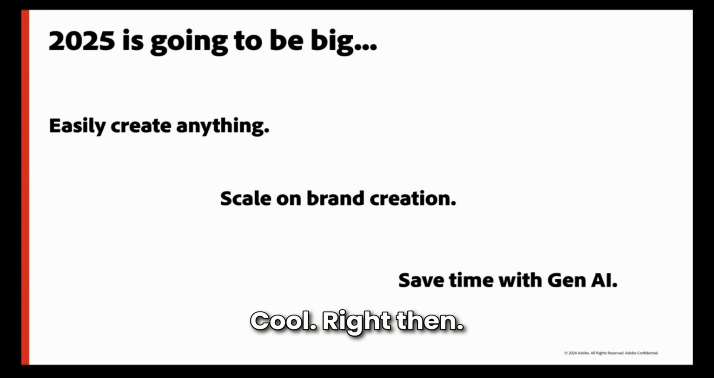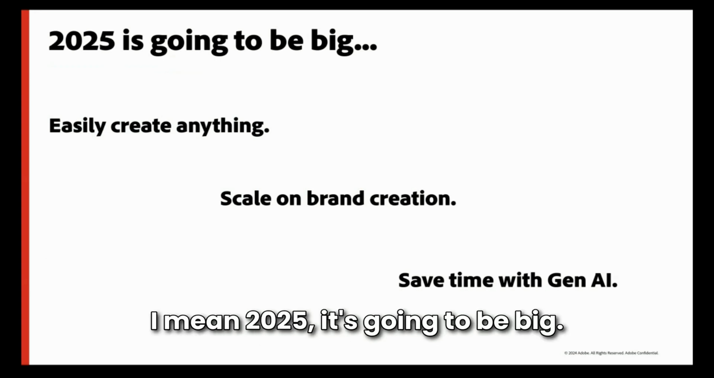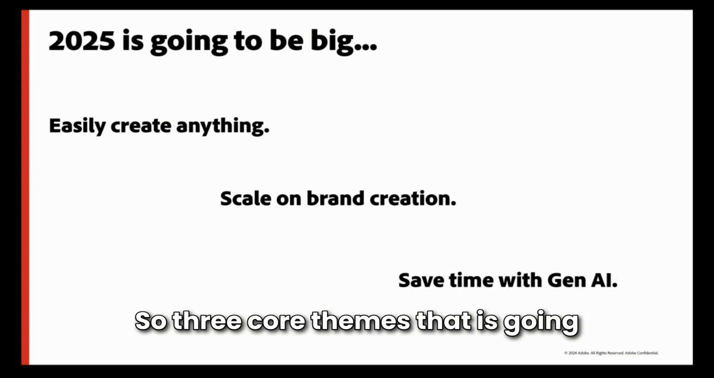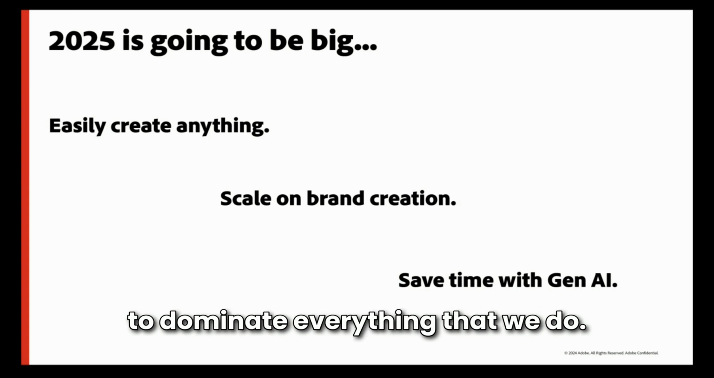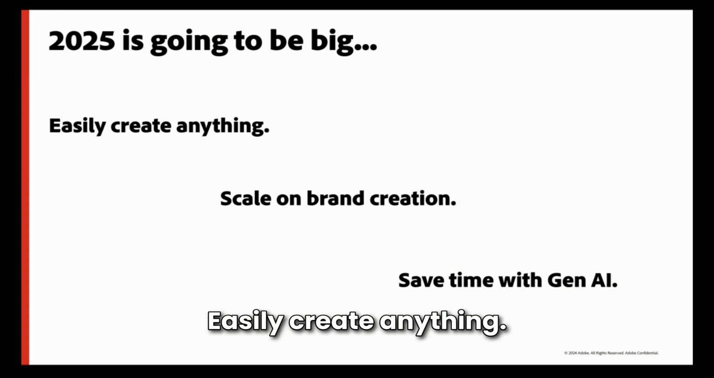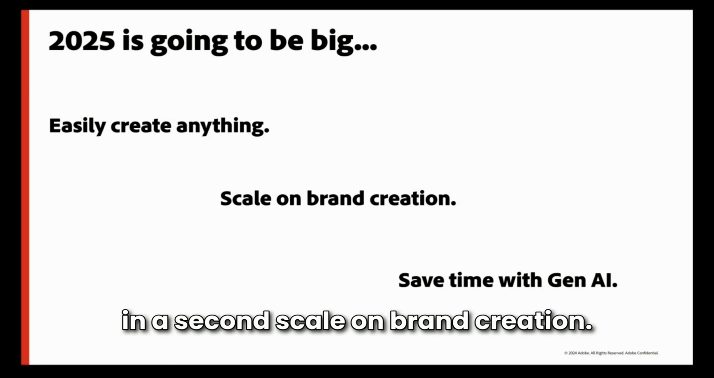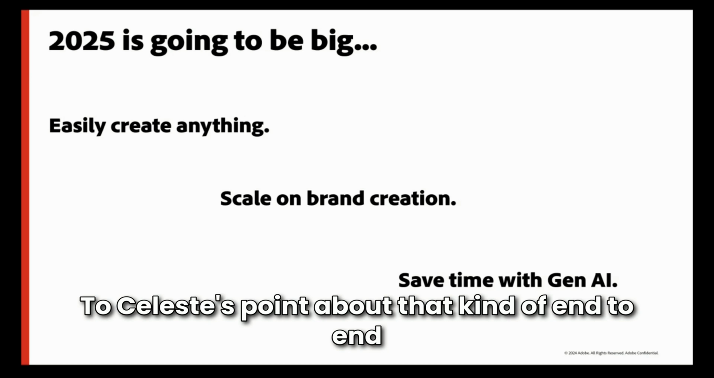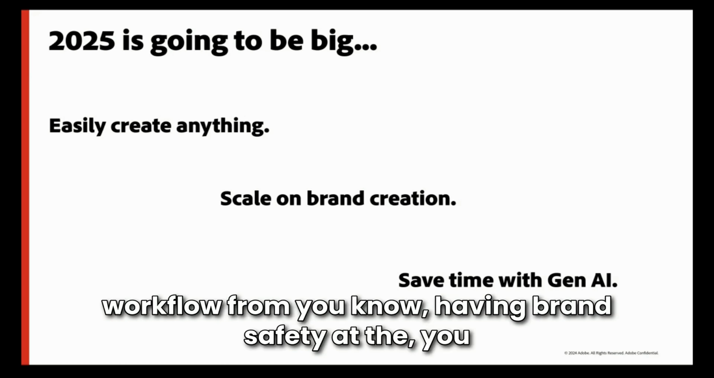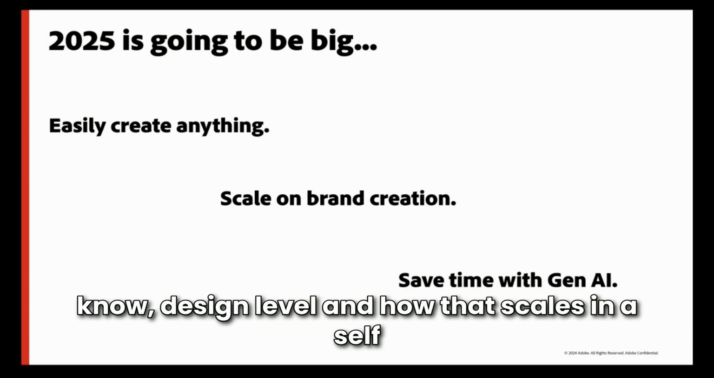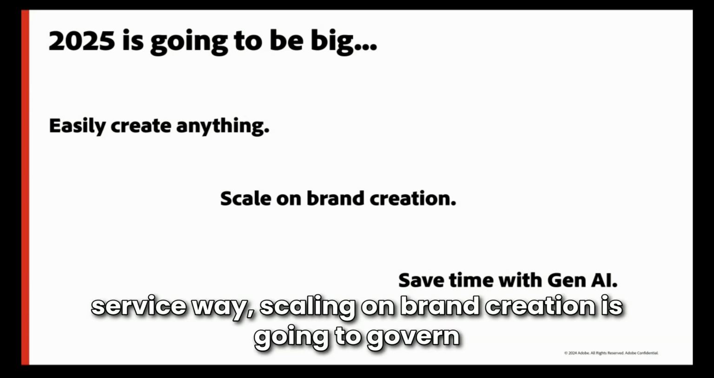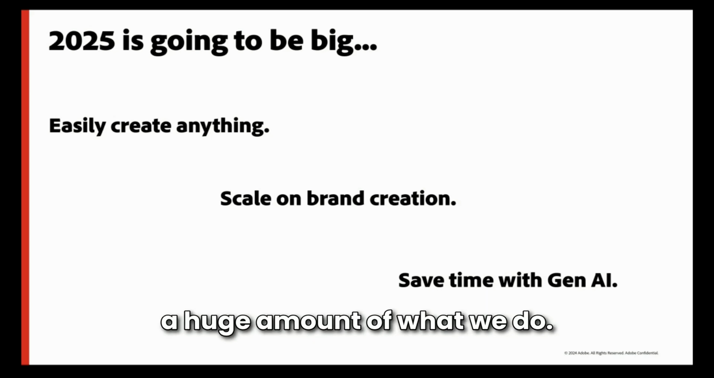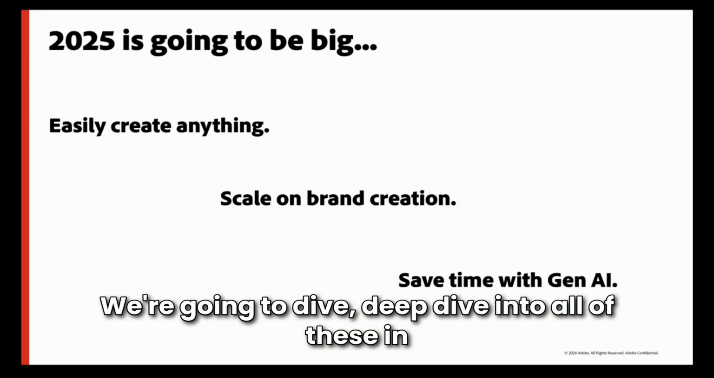Cool. Right then, 2025? I mean, 2025 is going to be big. So 3 core themes that is going to dominate everything that we do. Easily create anything. I'll explain more about what that is in a second. Scale on brand creation, hugely important differentiating factor of Express, to Celeste's point about that kind of end-to-end workflow from having brand safety at the design level and how that scales in a self-service way. Scaling on-brand creation is going to govern a huge amount of what we do. We're going to deep dive into all of these in a second.